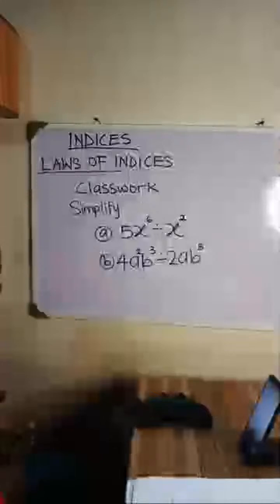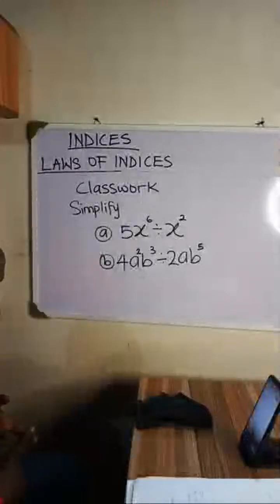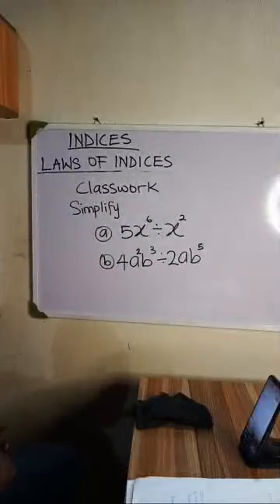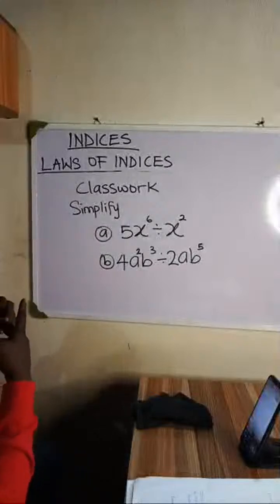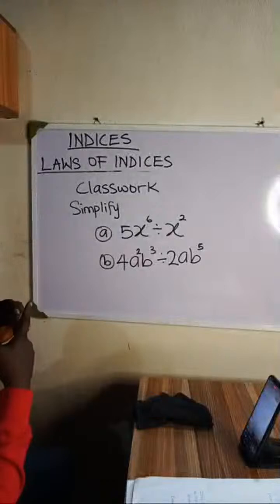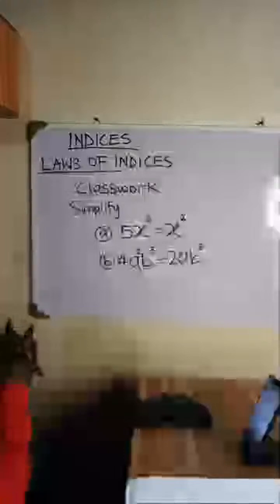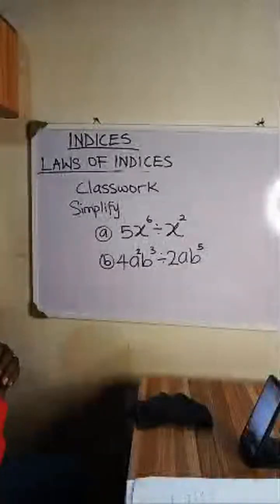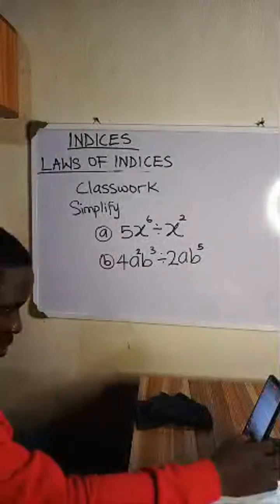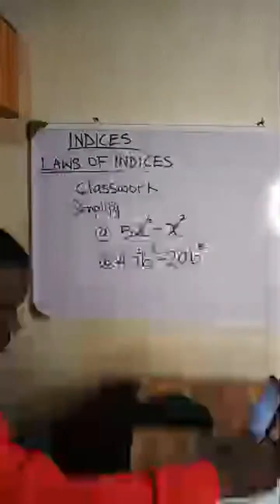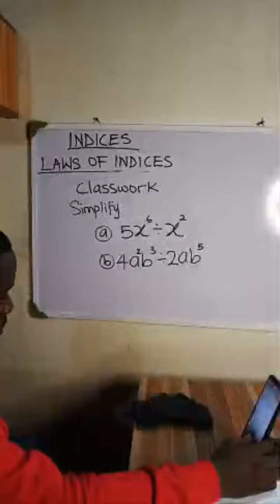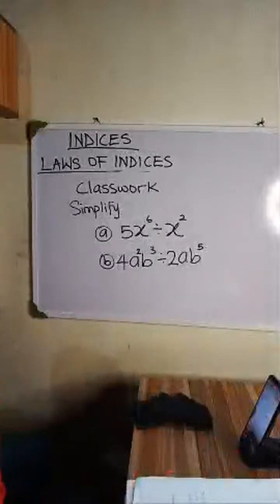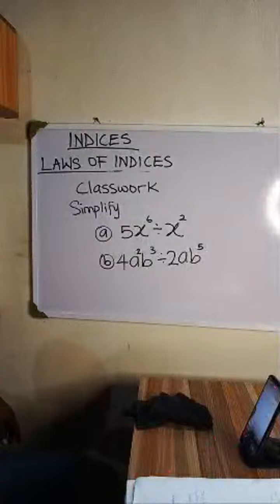Okay, so we've gotten the answer to the first one, 5x to the power of 4, correct? What about the second question? 2AB. Let's see. Okay, A to the power of 1. Okay, B to the power of minus 2. Okay, 2A to the power of 2.